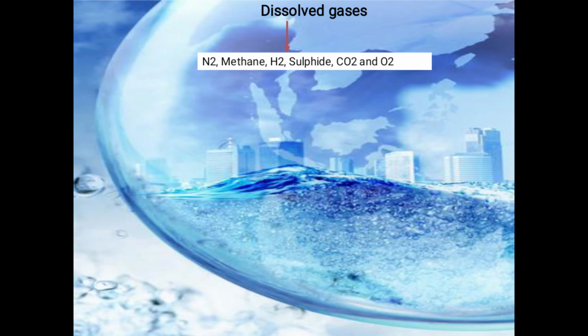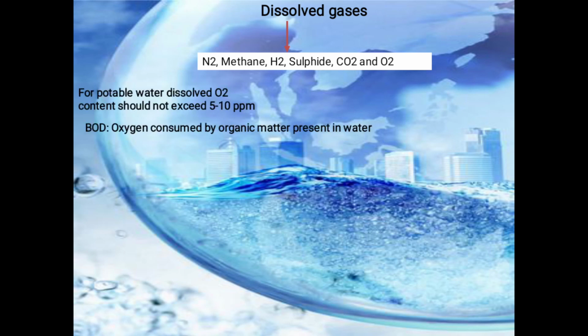First one, oxygen. The surface water contains a large amount of dissolved oxygen because it absorbs it from the atmosphere. Algae and other tiny plant life of water also give oxygen to the water. The presence of oxygen in water in dissolved form is necessary to keep it fresh and sparkling, but a larger quantity of oxygen causes corrosion to the pipe material. For potable water, dissolved oxygen content should not exceed 5 to 10 ppm or 5 to 10 milligrams per liter.